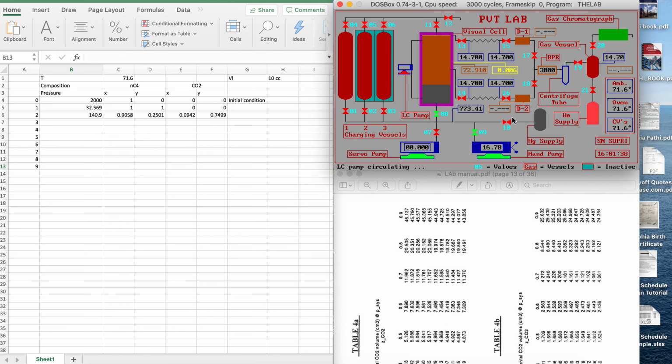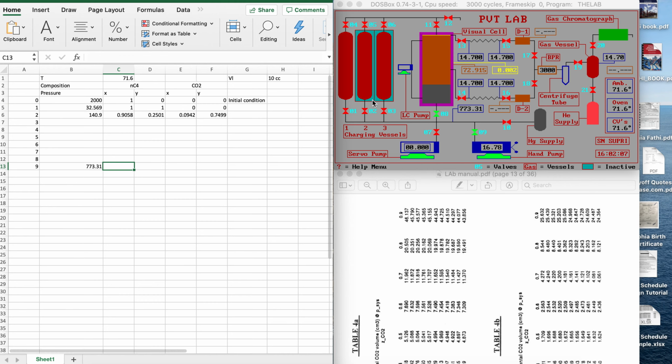And I'm going to shake the cell. So, okay, now we got to the point that we have 0.002 cc's of gas. That's the smallest amount of gas that we can detect. And at this time, the pressure is 773.31. So I got the bubble point, and then I'm going to use F10.